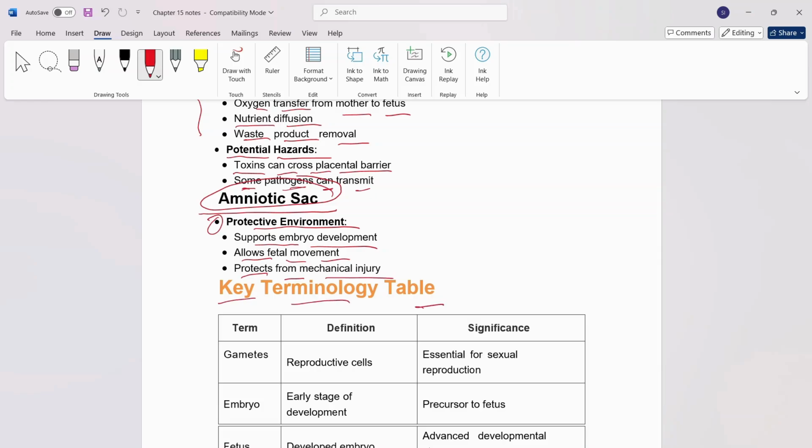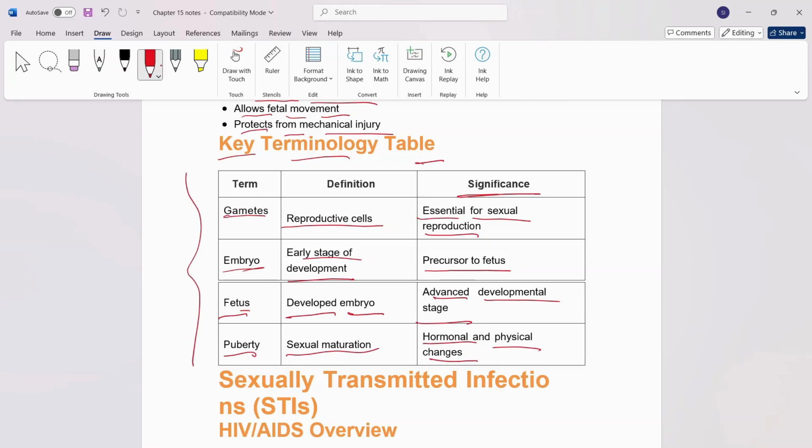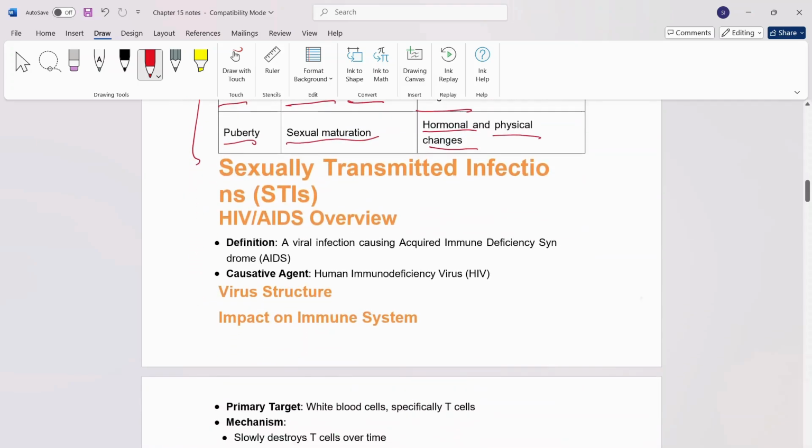Now let's talk about some key terminologies. Gametes: the definition is they are the reproductive cells, essential for sexual reproduction. Next we have embryo, the early stage of development, precursor to fetus. Next we have fetus, a developed embryo, an advanced developmental stage. Then puberty: sexual maturation, hormonal and physical changes. Learn the definitions and significance of these terms, as most likely they will be tested in the exams.